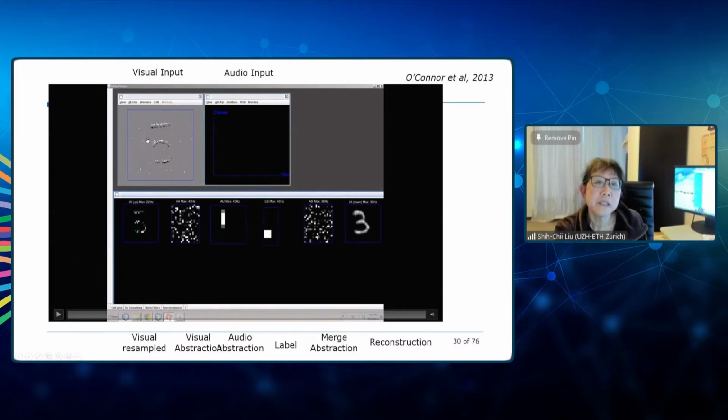Okay, so here you see an incomplete digit, which could be a 3 or it could be a 5. So ignore all these panels. All you want to see here is what the network thinks it's seeing. Okay, so in this case, it thinks it's a 3 to start off with.